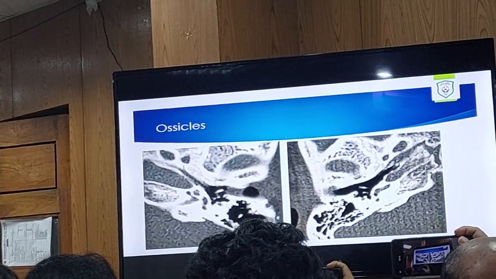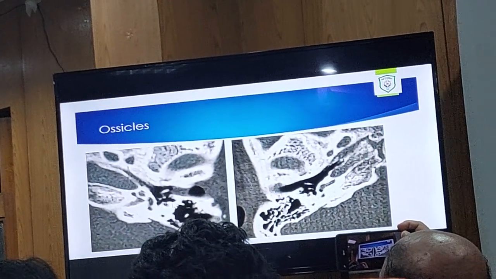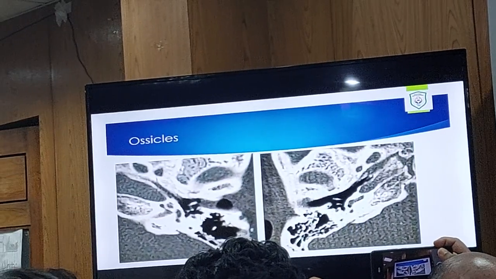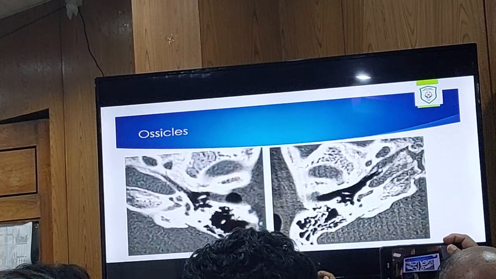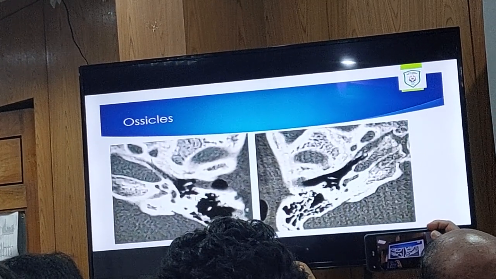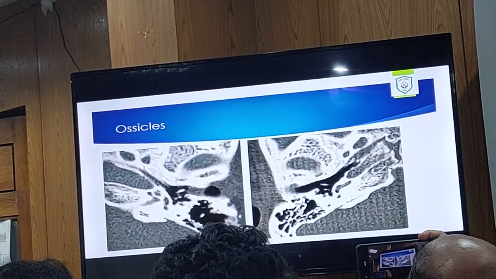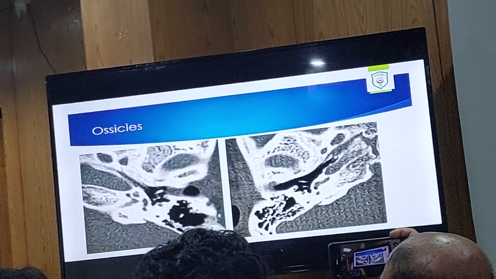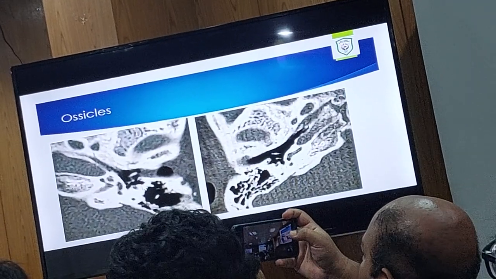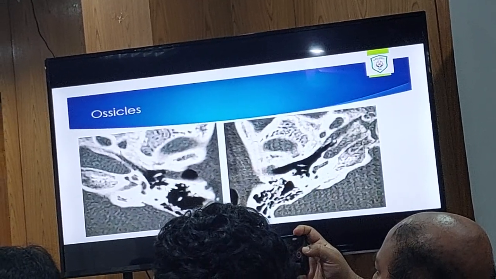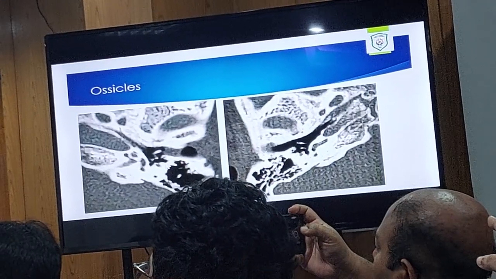So if any structure is missing, we can say that the structure is eroded or absent. So this is important. Here the malleus, incus and stapes are clearly seen, anterior dura, posterior dura, neck.